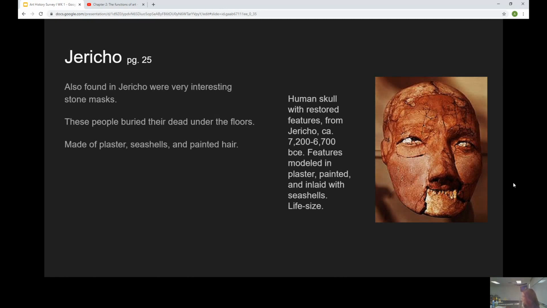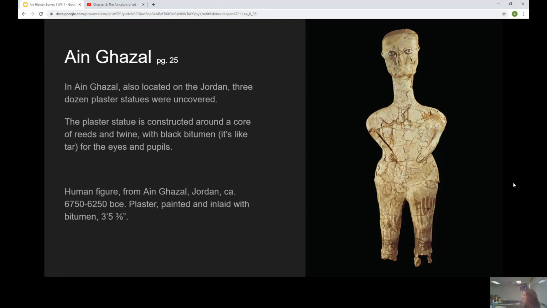And we're going to see all of them in this class. This is just the first one. They weren't mummified to the extent that the Egyptians did, but always preserved. So they didn't stink up your house at least.